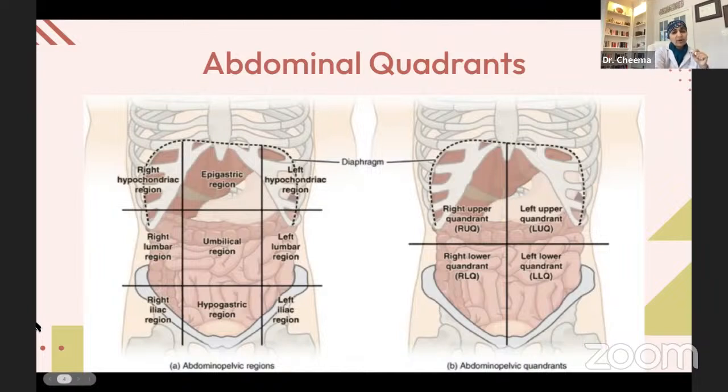And I will just talk about the right upper quadrant where we have the liver. It extends from the median plane to the right of the patient and from the umbilical plane to the right rib cage, as you can see in the diagram. The organs in this area are the liver, gallbladder with biliary tree, duodenum, and the head of the pancreas. There's the right kidney and the adrenal glands, and the hepatic flexure of the colon lies in this area.